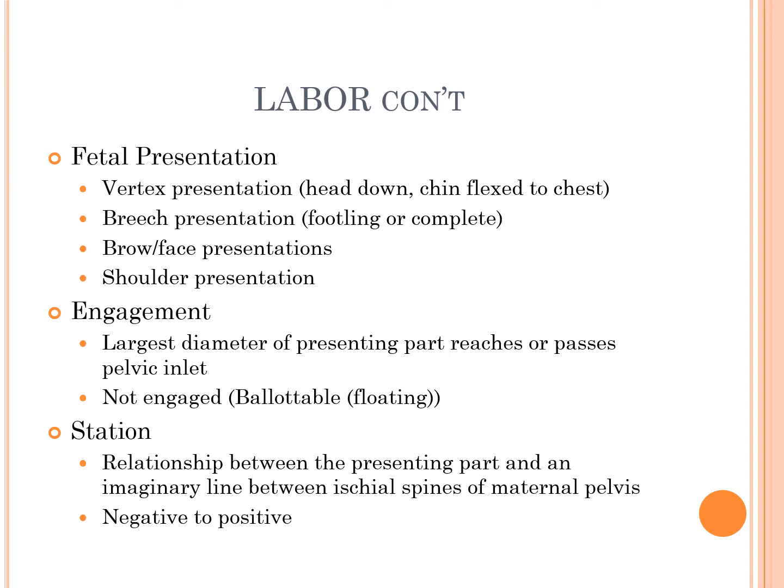Station, this is the relationship between the presenting part and the imaginary line between the ischial spines of the maternal pelvis. So think about the maternal pelvis at the front where you have this ischial spines. So it's something that you have to just think, okay, when I'm feeling this baby's head compared to mom's pelvis, where do I think it is? So if it's at that spine, it's 0. If it's above, you have to think, is it 1 centimeter above, 2 centimeter above, 3 above? So if it's above that, it's -1, -2, -3. Then if it's at that ischial spine, it's 0. And then as it moves down into that vaginal canal, you're going to say, how far forward is it? Is it 1 centimeter forward, 2 centimeters forward, or 3 centimeters?